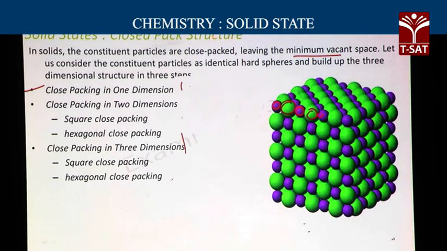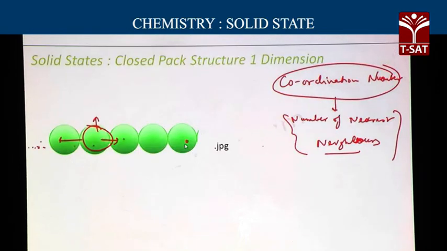So, close packing structures basically, for our better understanding, we have classified that in 3 stages: close packing in 1 dimension, close packing in 2 dimensions, close packing in 3 dimensions. Close packing in 1 dimension, you see here sphere by sphere, sphere by sphere, they are present in a single row. So, this sphere is in contact with 2 other spheres. So, coordination number for this dimension is 2.